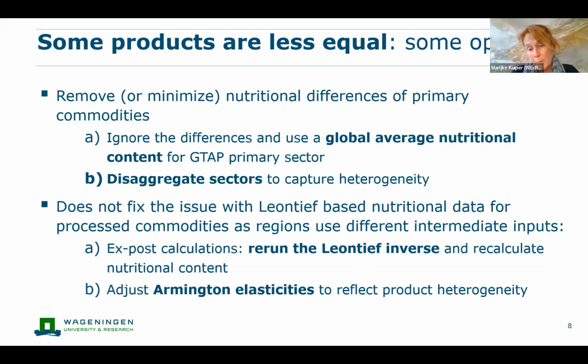We do a lot of disaggregation within MAGNET, not for this reason, but it does help in terms of the nutritional composition. It doesn't really fix the problem with the Leontief-based nutritional data, because those flows will still be different, and you really have to recompute the nutritional content. So you should do an ex post calculation, because you cannot compute the Leontief inverse within a model simulation. One option that we have played with in some studies is to adjust the Armington elasticities. Then you don't really solve the problem, but you prevent the large swings between different regions, to capture the heterogeneity within these products. But none of these are perfect solutions, so it's a bit of a struggle.